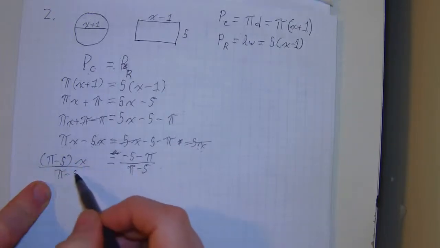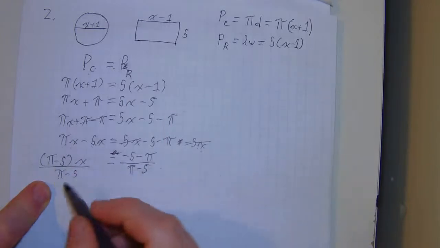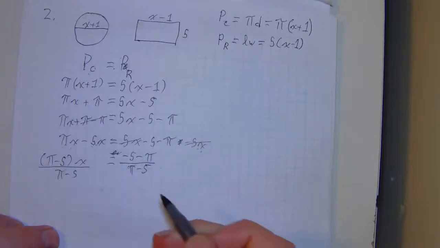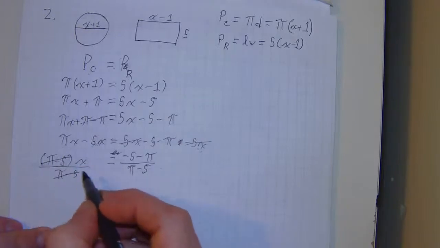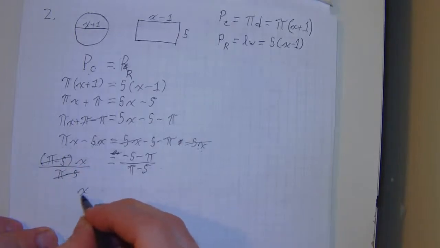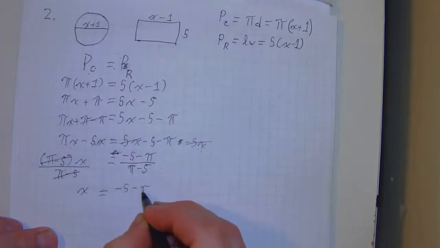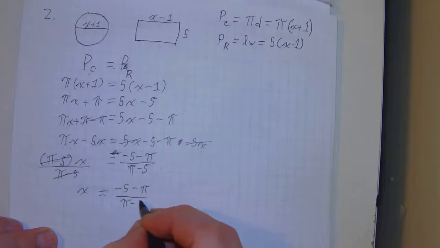And again, if you put this into a decimal approximation, then it would be easier to see why it works this way. But if we want an exact value, we have to keep it like this. So pi minus 5 divided by itself is 1. All that's left is x. And then over here we have minus 5 minus pi over pi minus 5.